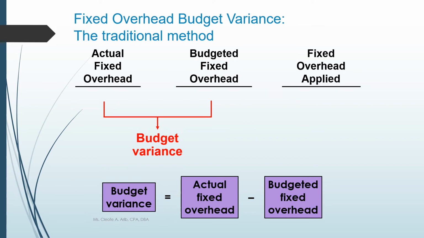One variance for your fixed overhead is what we call your budget variance. So how do we compute for the budget variance? Very easy. You just have to get the difference between your actual fixed overhead and your budgeted fixed overhead. The difference is now your budget variance.